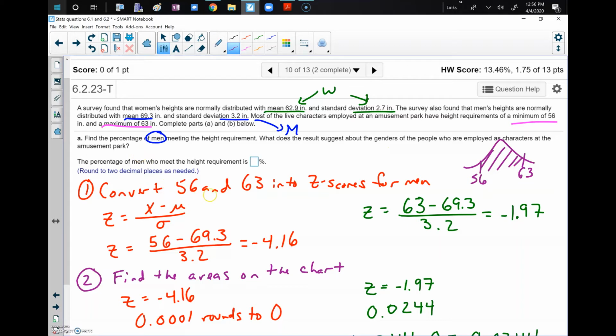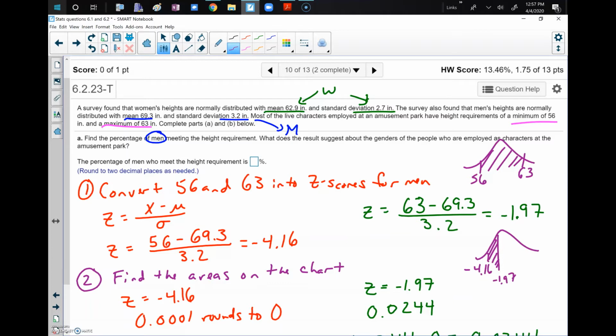So the first thing that we're going to do is convert each of those data values into z-scores. So we're using the formula: the z-score is the data value minus the mean, divided by the standard deviation. So for 56, that's a z-score of negative 4.16. And for 63, that turns into a z-score of negative 1.97. This one's interesting because both z-scores are negative, so my picture is actually not that accurate. It's going to be more like this, that we have the negative 4.16 here on the left, but then also the negative 1.97. So we're seeing that the percentage is actually all below the mean.